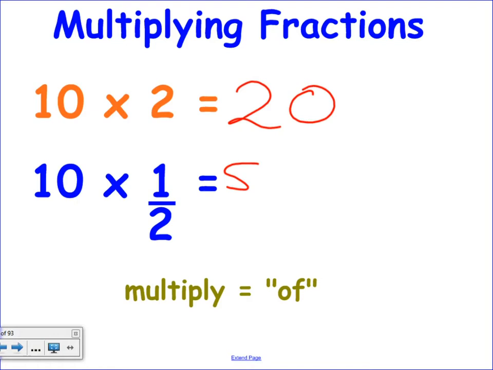And when we think of it in terms of what is a half of 10, we know it's 5, okay? So let's try and work out what's going on with multiplying by a fraction. It doesn't matter whether the other number is a whole number, an integer, or a fraction. The rule is going to be the same. So how did I get 5 from that?